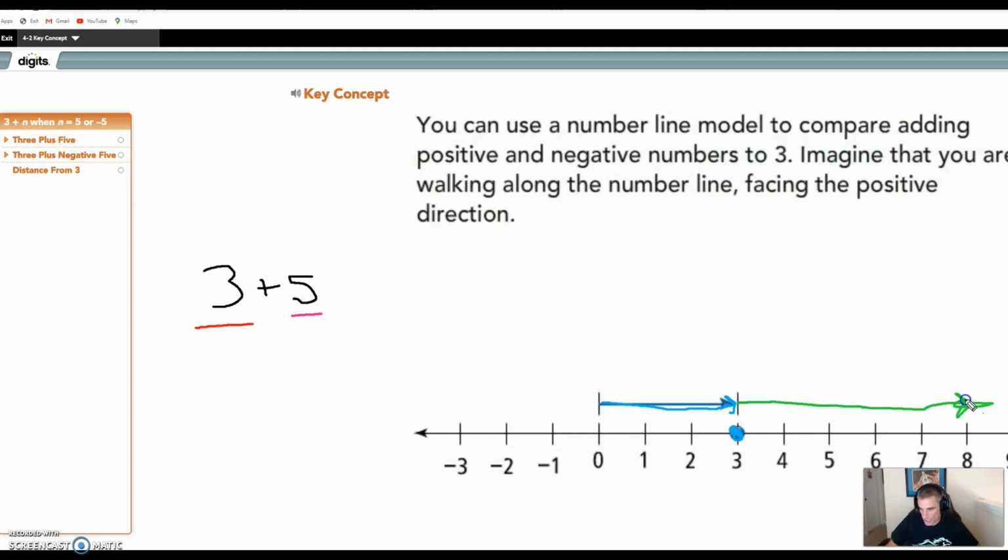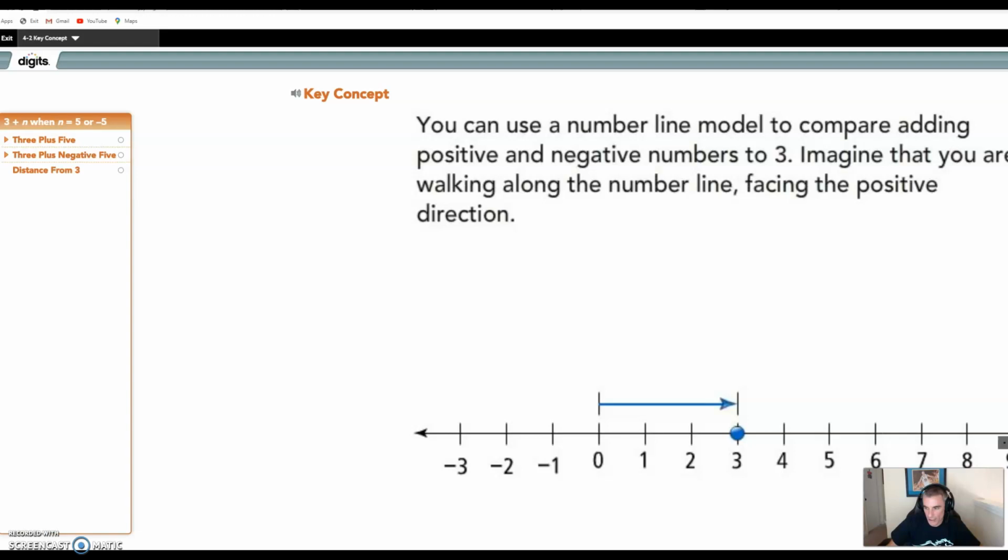Oh, I went past it. That was sloppy. I will get better. Actually, watch this. Start here, and that's even better. And we went 5 units in the positive direction, and we ended up at positive 8. All right, for the second problem, we have to add negative 5.